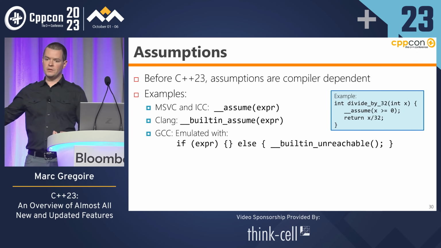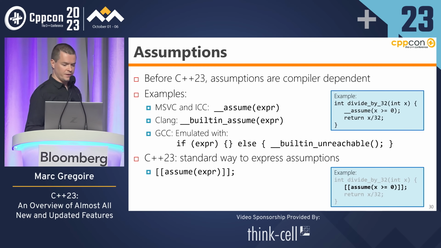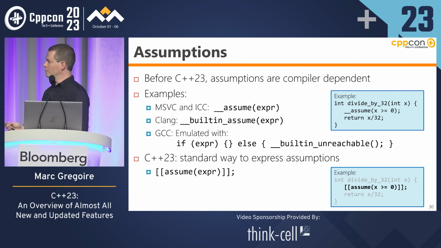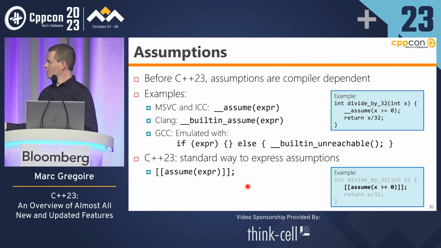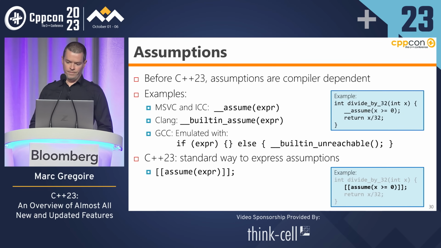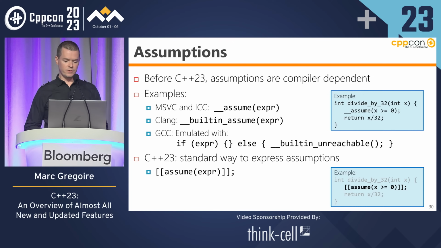But as you can see, there is no standard way of doing it. Now in C++23 there is, and this is the syntax. So you have the square brackets, just like attributes, assume, and then your expression. And here on the lower right is the same example as at the top. And so with this, the compiler can better optimize your code.